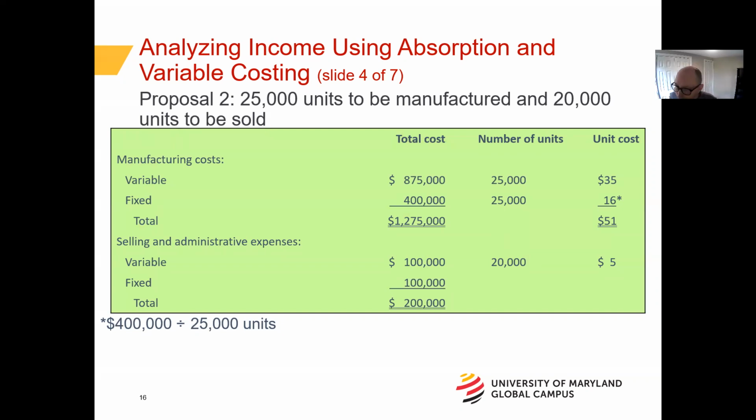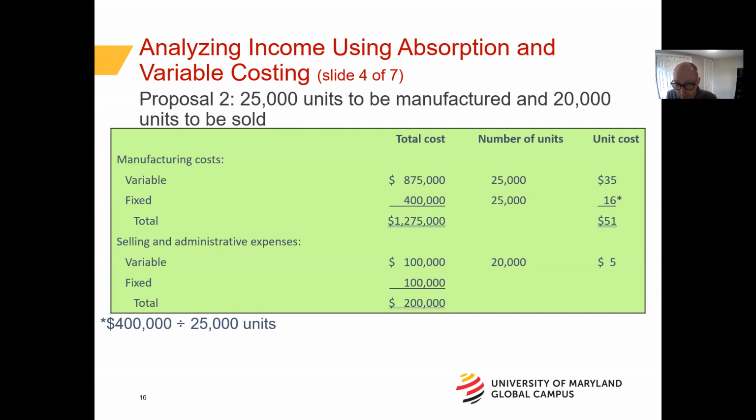Let's take a look, see what happens. Okay, proposal 2, here we go. My variable costs are the same, $35 per unit, but I'm making 25,000 units. So that gives me a total variable cost of $875,000.